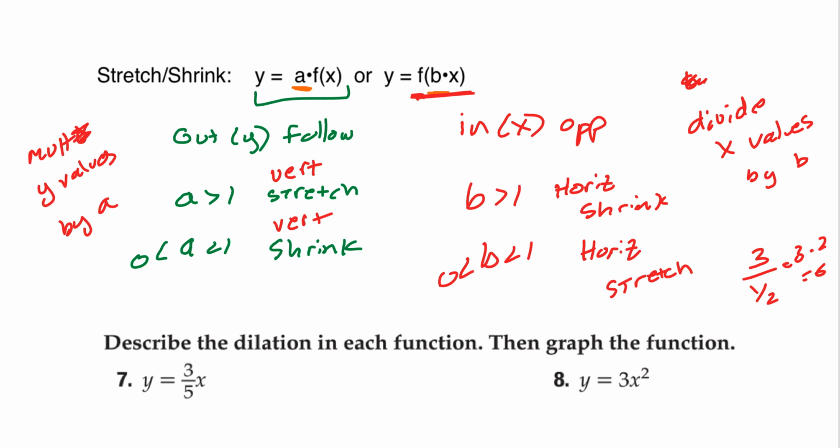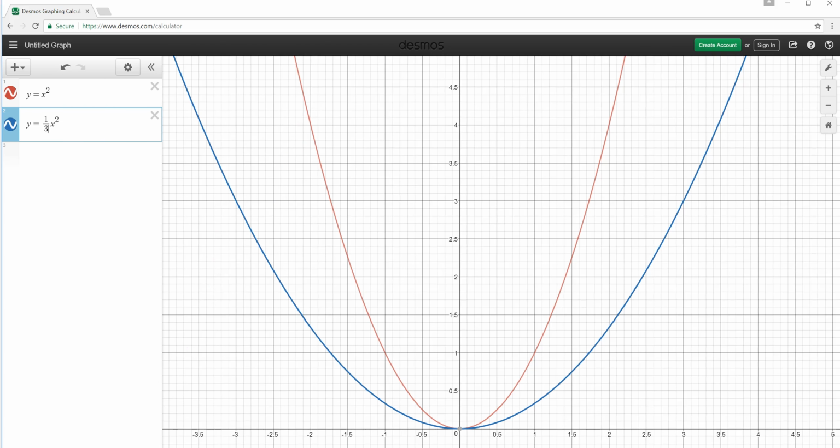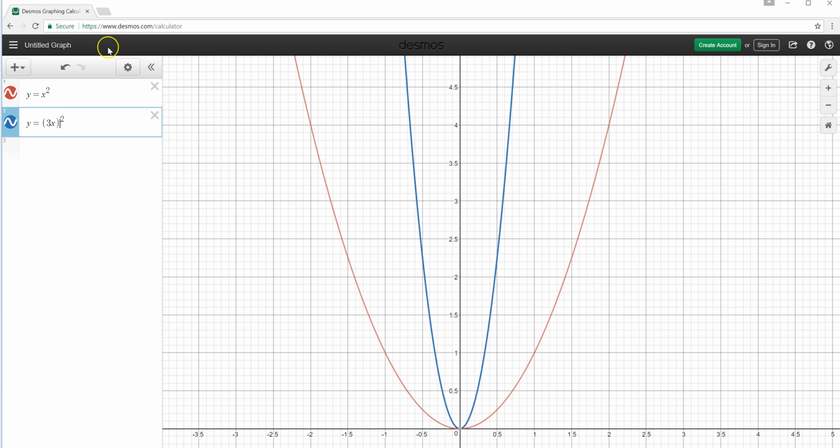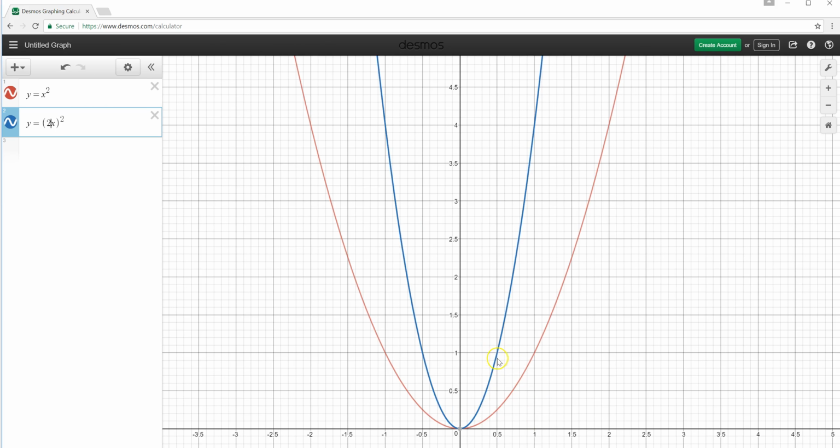Again, the best way to show you, I'm just going to go back to decimals. So in this case, let me put something in parentheses. So parentheses 3x. Right, now again, what do we say? Inside opposite, so we're going to divide all our x's by 3. So at 1 divided by 3, it hits at like a third of that, right here. I could count. Right, so at 1 it hits at 1/2. Right, so it's a horizontal shrink.